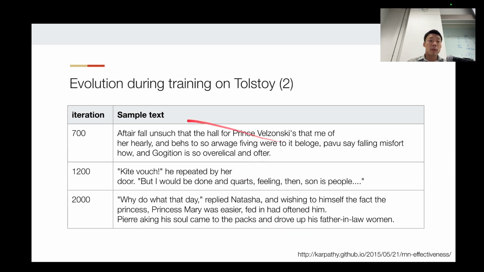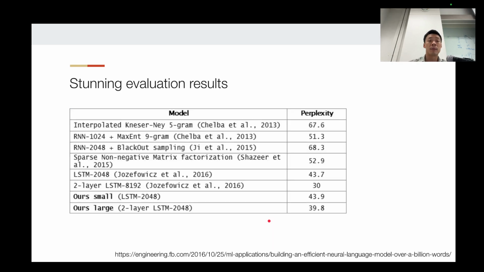Okay, this as well. So you can see that it's the same. Yeah, so it gets better and better. 700, 1200, 2000. From 2000, you can see that it forms almost an English-like sentence now.